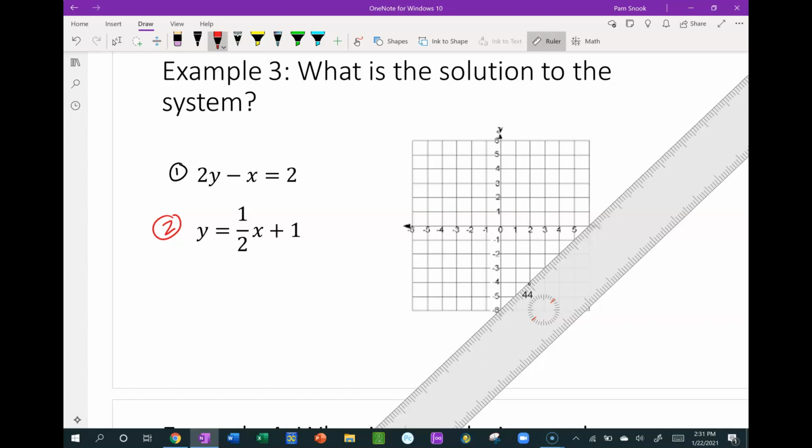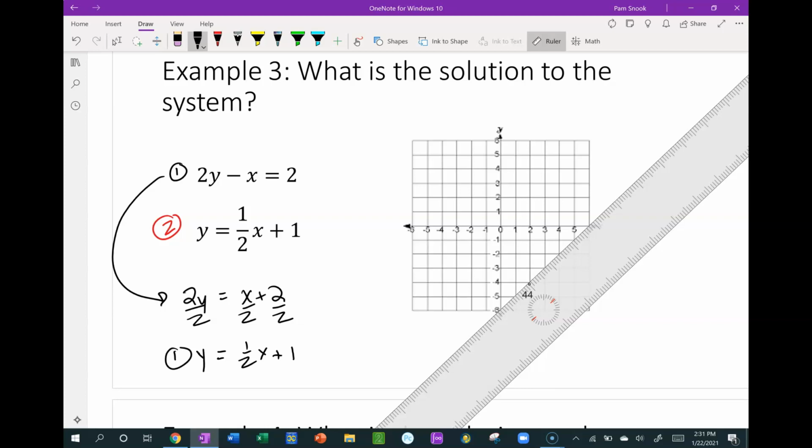All right, look at the first equation. That is in standard form. Let's go ahead and convert it to slope-intercept to make it easy to graph. I'm going to say 2y equals x plus 2, because I just added x to both sides. I'm going to divide both sides by 2. And that gives me y equals 1/2 x plus 1. So my first equation is y equals 1/2 x plus 1. My second equation is also y equals 1/2 x plus 1.